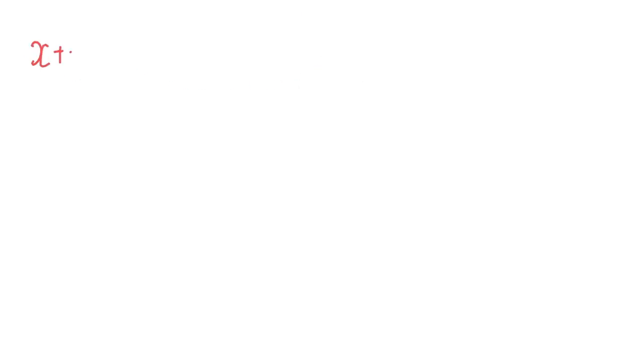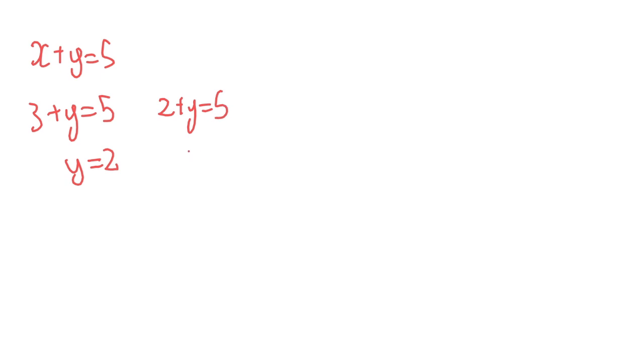Since x plus y equals 5, if x equals 3, which was our first option, 3 plus y equals 5. Then we can minus 3 from both sides to get y equals 2. If x equals 2, that means 2 plus y equals 5, and y equals 3. So finally, we have our pairs of variables to be x equals 3 and y equals 2, or x equals 2 and y equals 3.